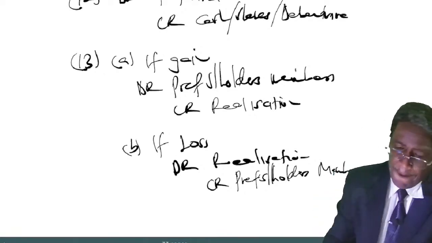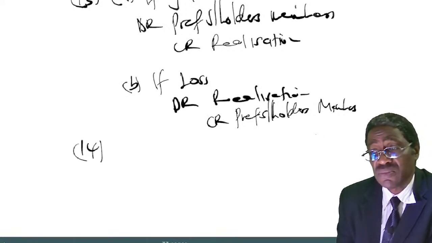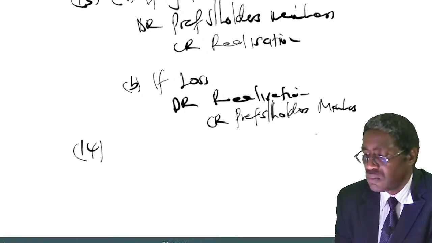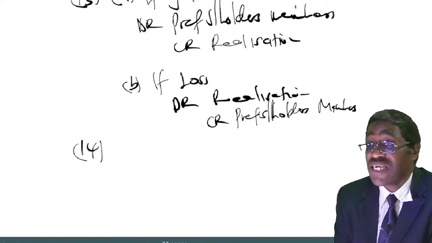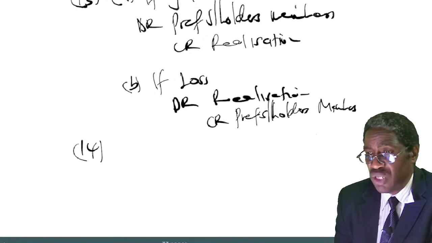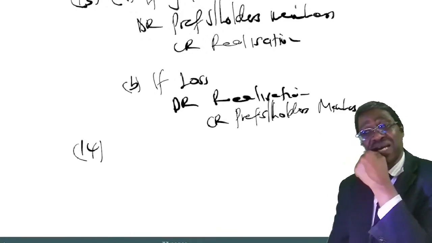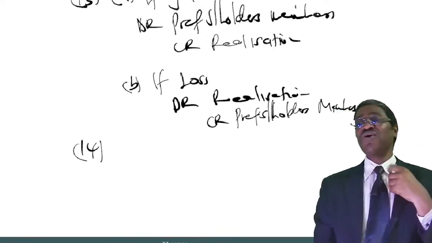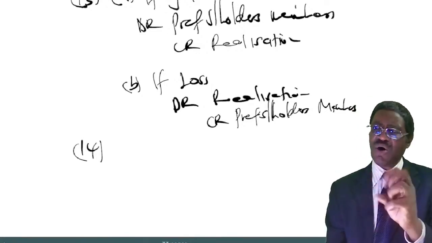Okay. We go to number 14 now. For 14, you say this: with the balance in the realization account being either a gain or loss on realization.